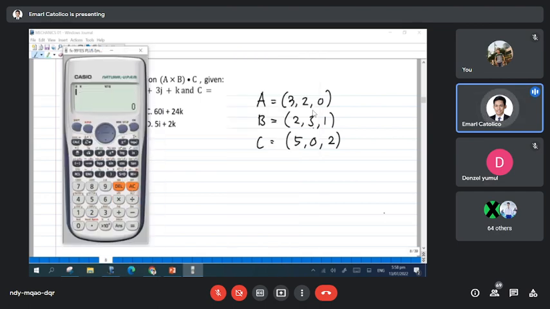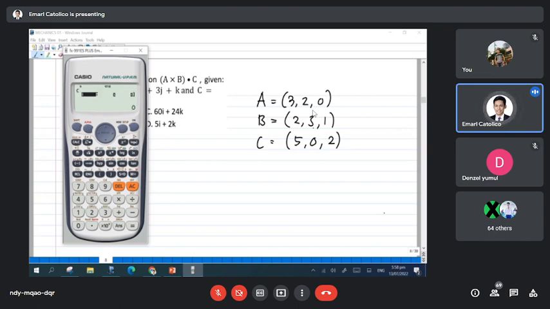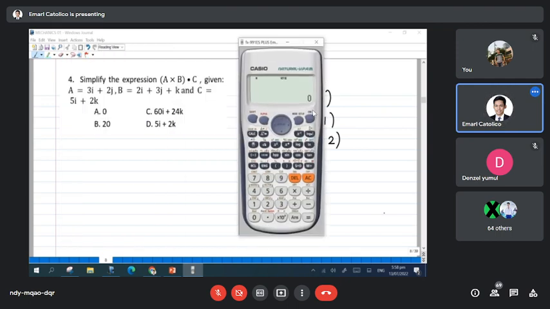Okay. So shift 5 data, vector A, store lang natin 3, 2, 0. Shift 5 data, si vector B, 2, 3, 1. Then shift 5 data, vector C. Tatanong siya, 1 is to 3. So 5, 0, 2. Then kapag okay na, i-perform mo na yung operation. So vector A, shift 5, 3 times vector B, shift 5, 4. Then shift 5, 7 dot vector C. Okay, so the answer is 20.